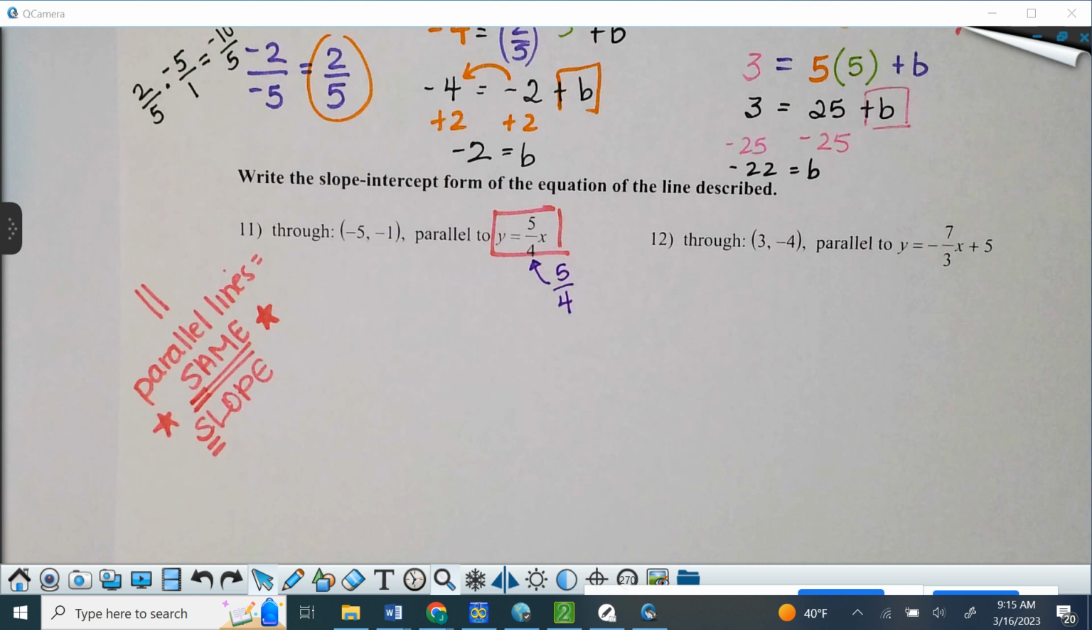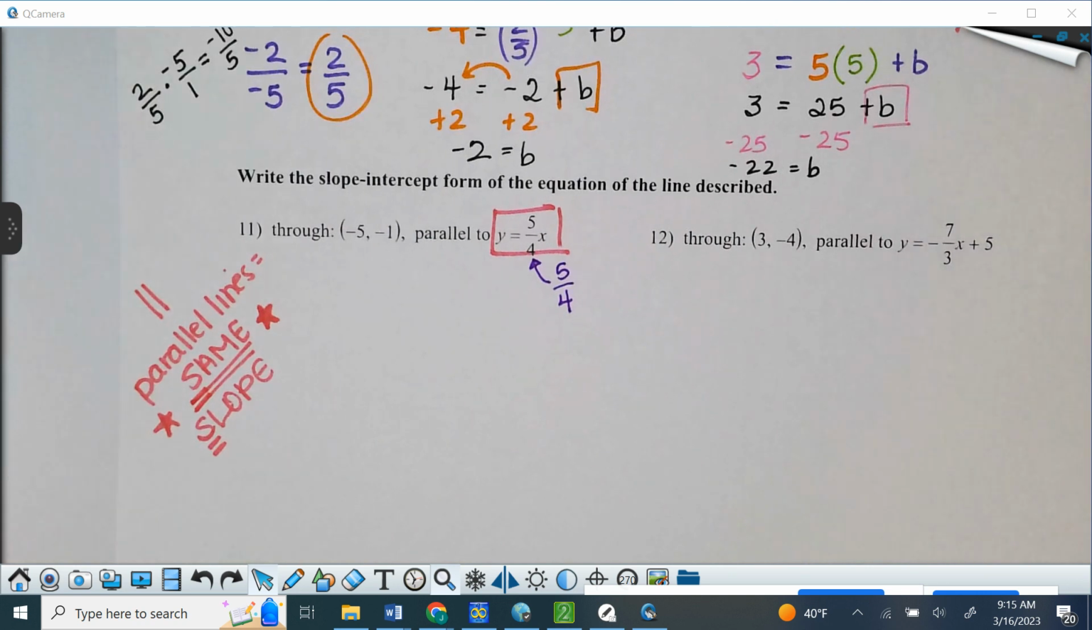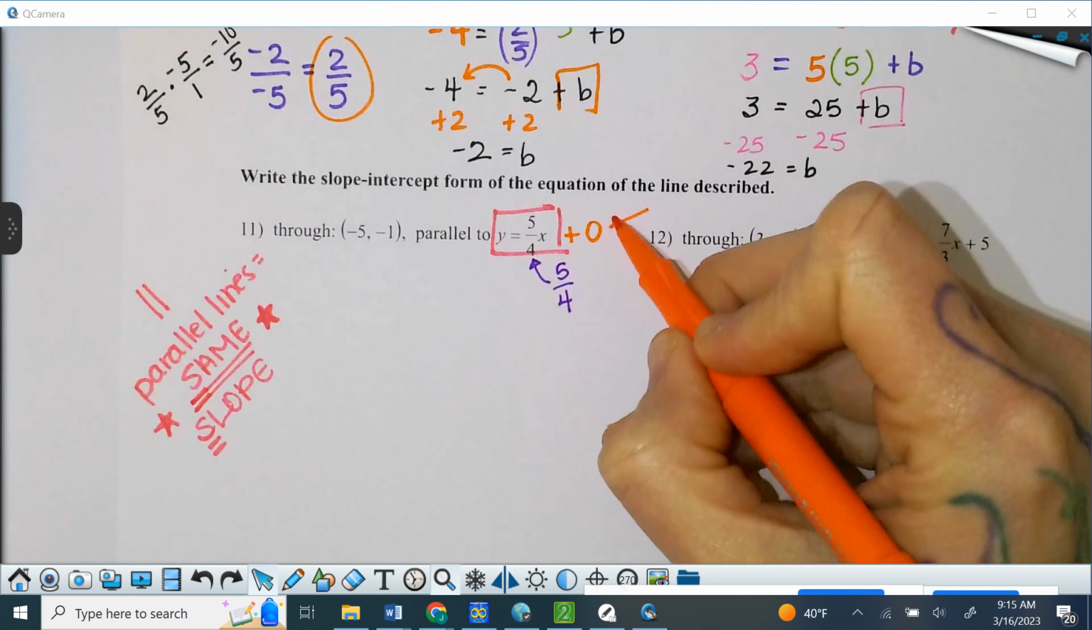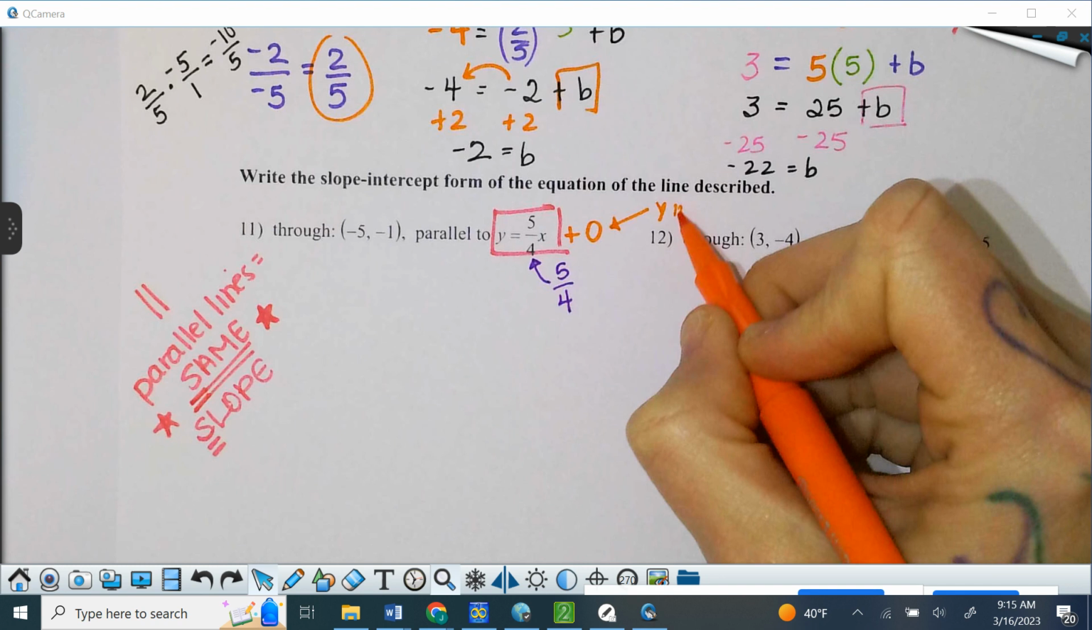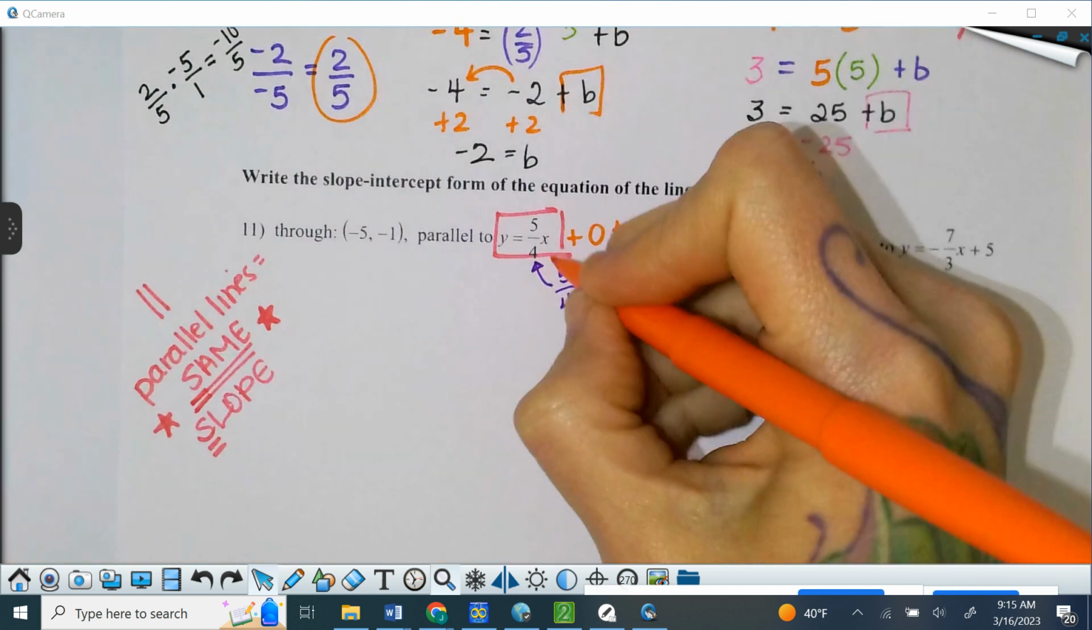Just for conversation's sake, what is the y-intercept for y equals 5 over 4x? So what's my b value in that equation? There's nothing there, so it's like plus 0. So that 0 is going to be your y-intercept. Not important to write in this next equation, but very important that you can think it. So the more you practice, the better. So we got our slope. Parallel lines have the same slope, so we are going to use 5 over 4, and then we have a coordinate.